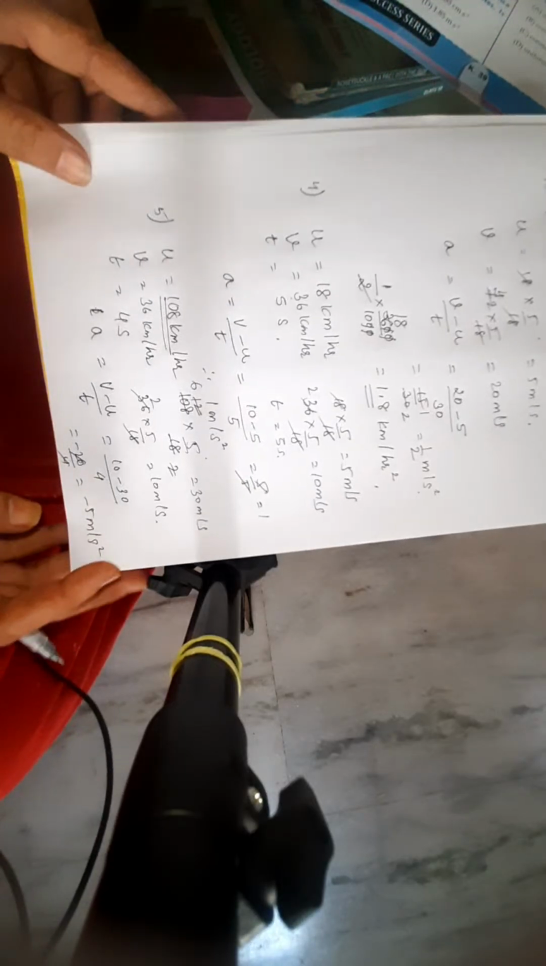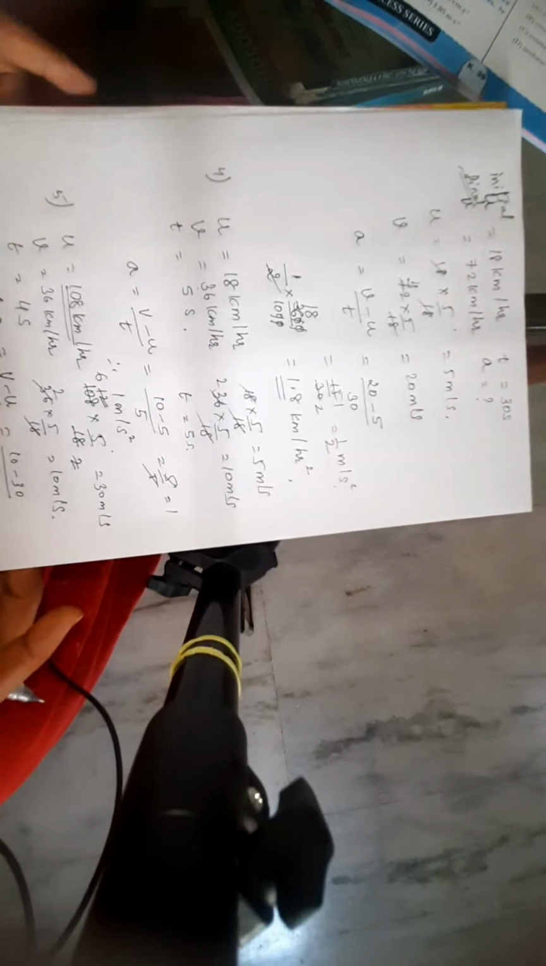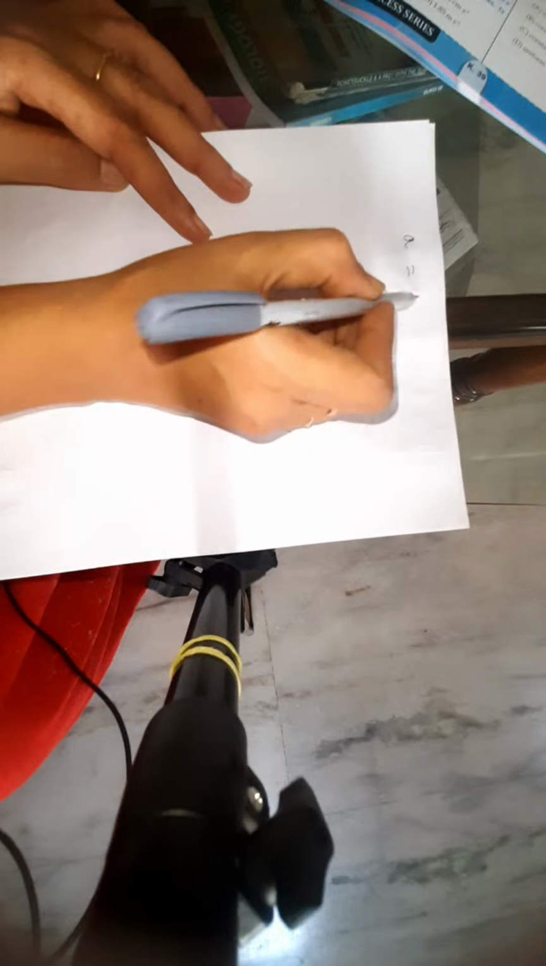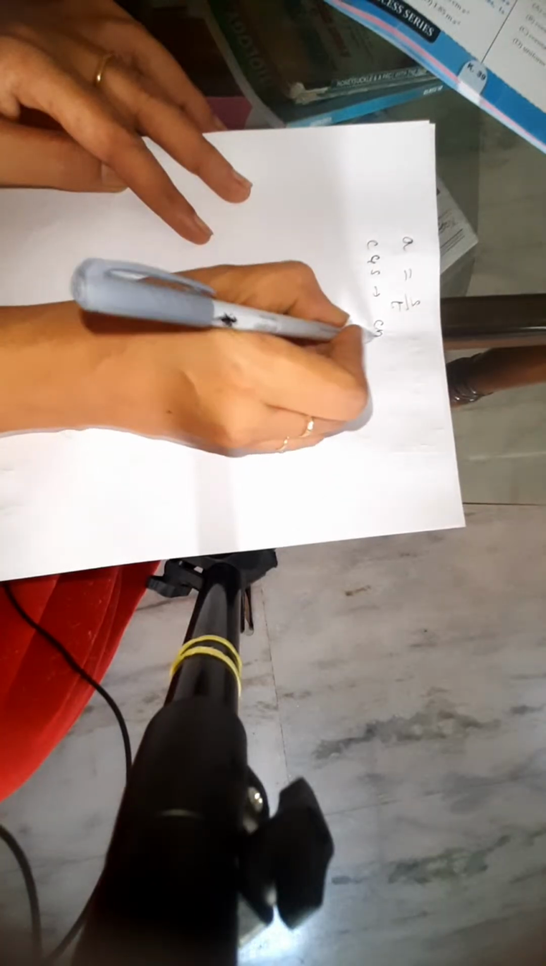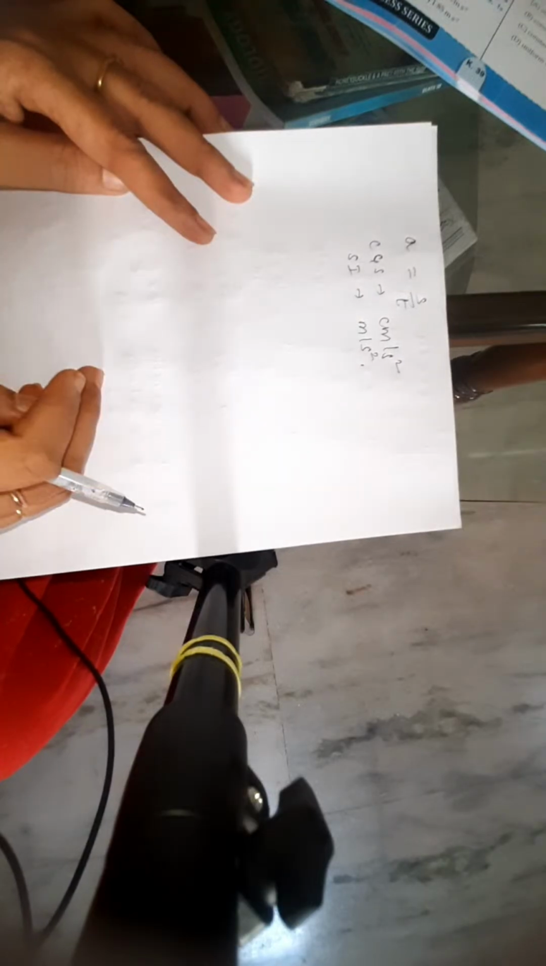Now what is the CGS unit of acceleration? Acceleration you already got. Acceleration is speed upon time. So acceleration is speed by time. Thus its CGS unit is centimeter per second square, whereas its SI unit is meter per second square. You need to remember units also.